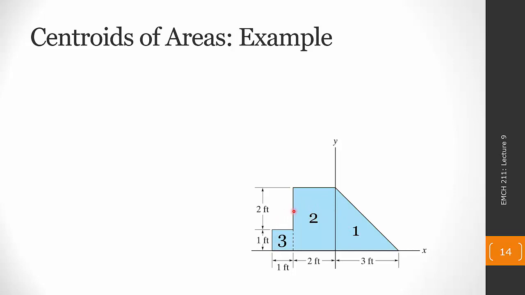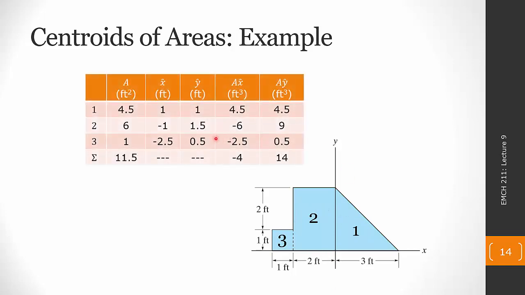Alternatively, I could have had this 3x3 rectangle as a shape, and then cut out this 2x1 rectangle from it. That would have also been 3 total shapes, but it would have been 2 positive and a negative shape. There's nothing wrong with that, but using 3 positive shapes is less likely to result in a calculation error. So now that we've partitioned our shape, we want to fill out our table, which is going to give us all the information we need to find the area of this shape and where its centroid is located.